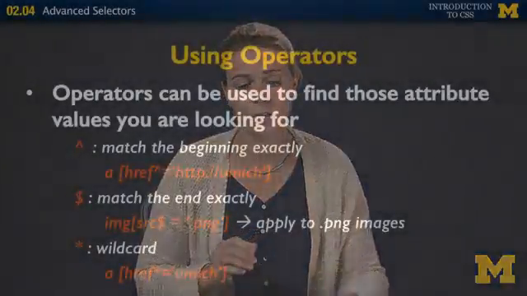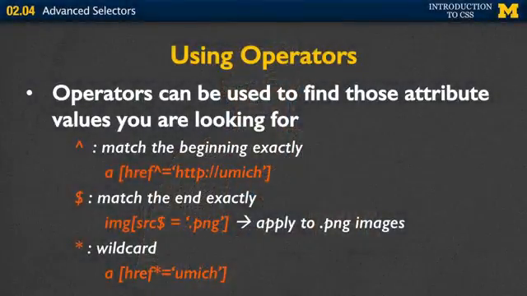How we do that is we use operators to match the different parts of the attribute you're looking for. So up here, the caret is going to match the beginning. In this case, it would match all those links that start with HTTP UMISH, and it doesn't matter how it ends. The next one with the $ is going to match the end exactly. It's going to find every file that ends in .png. We also have the wildcard, where you're saying, if you see UMISH in any part of any href at all, apply this rule.